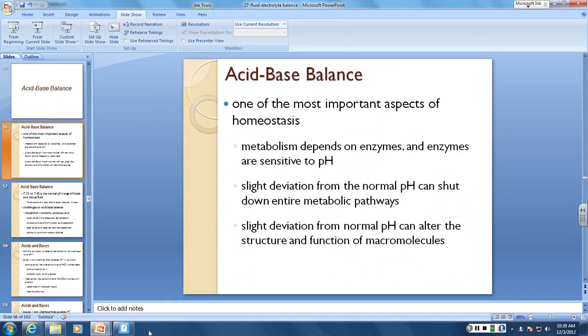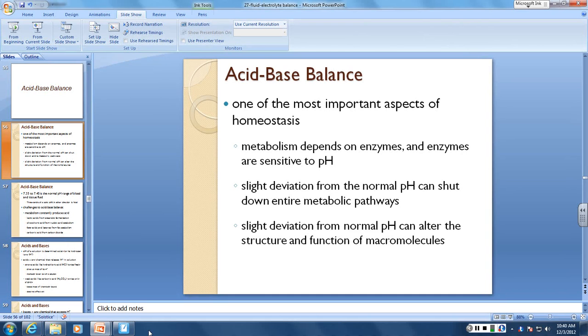Okay, so one of the most important aspects of homeostasis involves balancing acids and bases. Metabolism depends on enzymes, and enzymes are sensitive to pH. So when we say that blood pH is between what? Great. So 7.35 to 7.45. Any shift too far below, and really it's just slightly below or above those values, can be fatal.